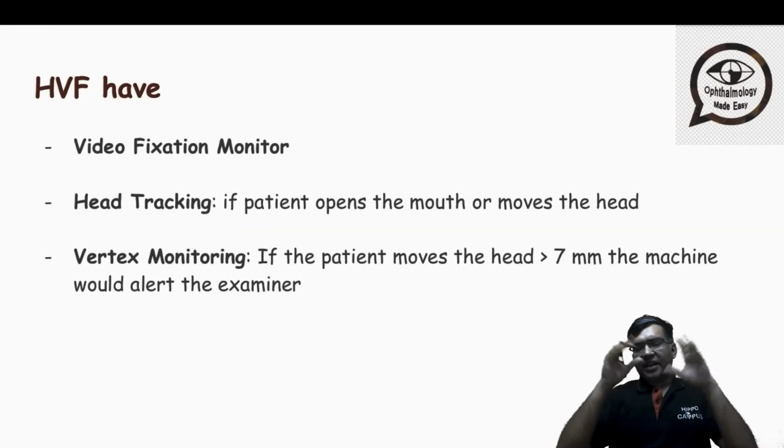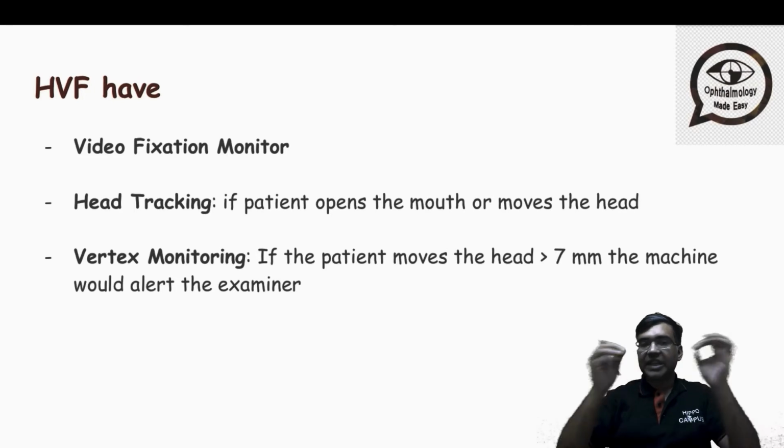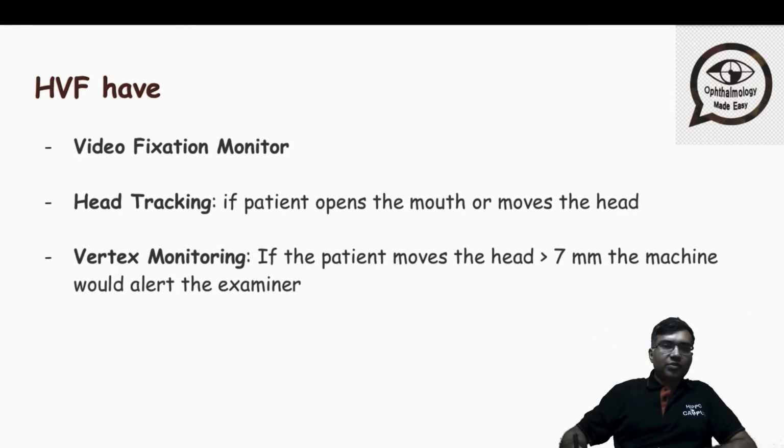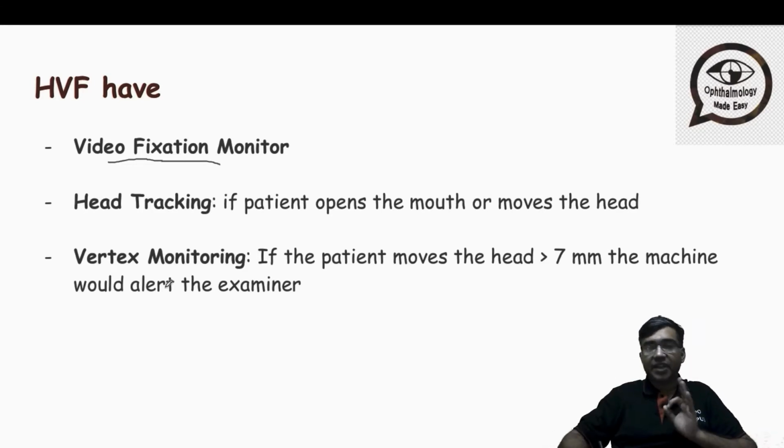Remember, a Humphrey visual field has three important components which can tell whether the patient is doing the visual field correctly or not. The first thing is the video fixation monitor. As you can see, we put a video where the visual fields are being done, and you can monitor how the patient is doing it. Then we have head tracking and vertex monitoring.